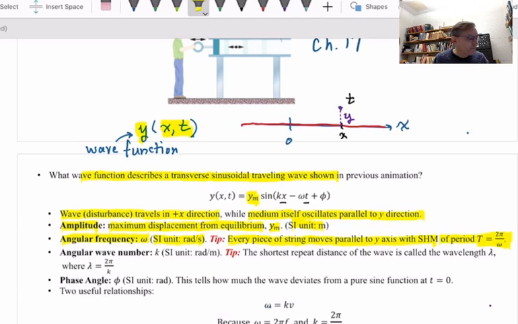Okay? All right, what I want to do is start to put some numbers on these quantities, these constants that describe the wave, by going back and forth between my slides and the animation. So first, let's look at the animation and get a number for the amplitude for that sinusoidal wave.